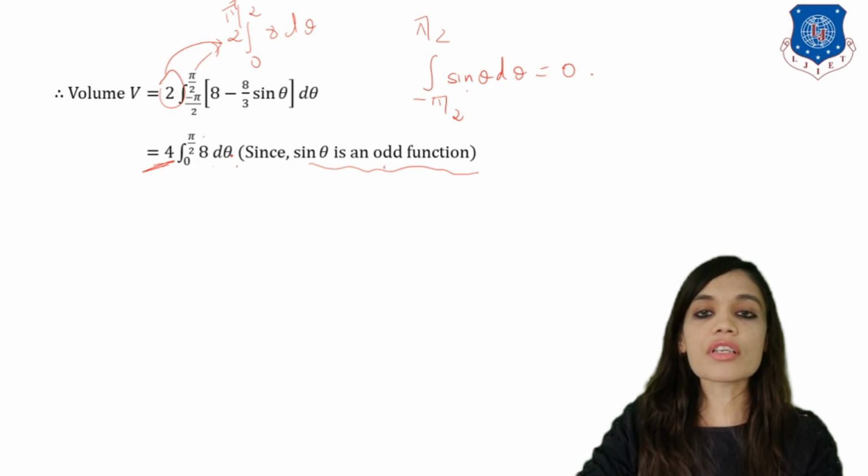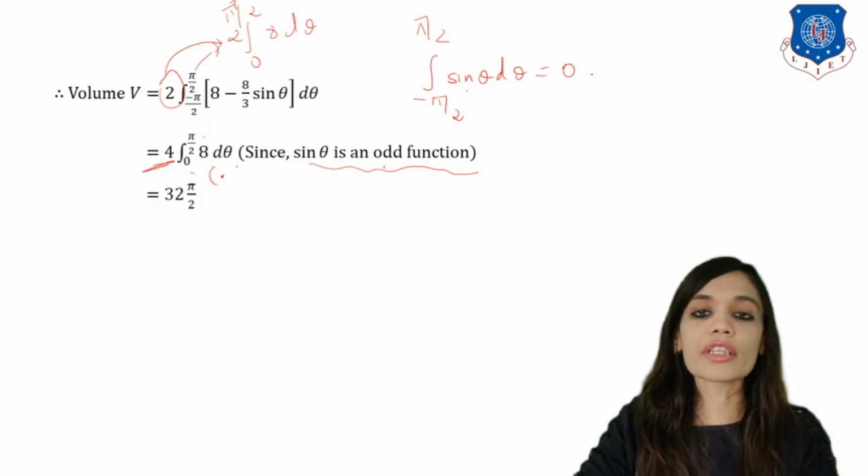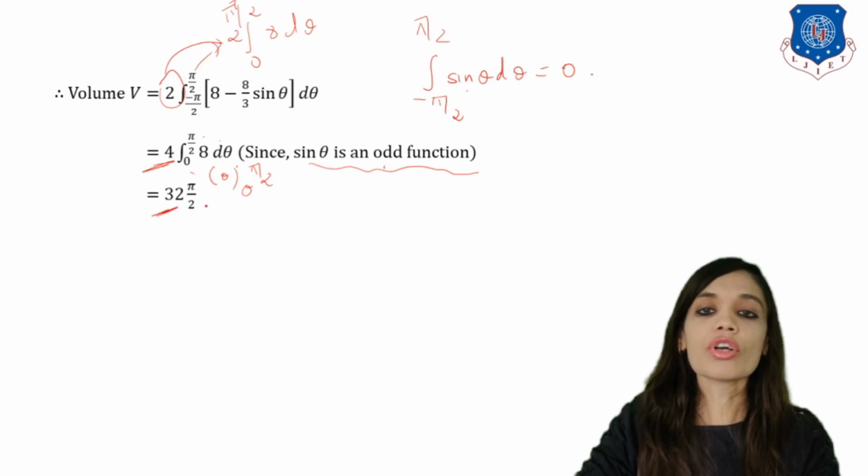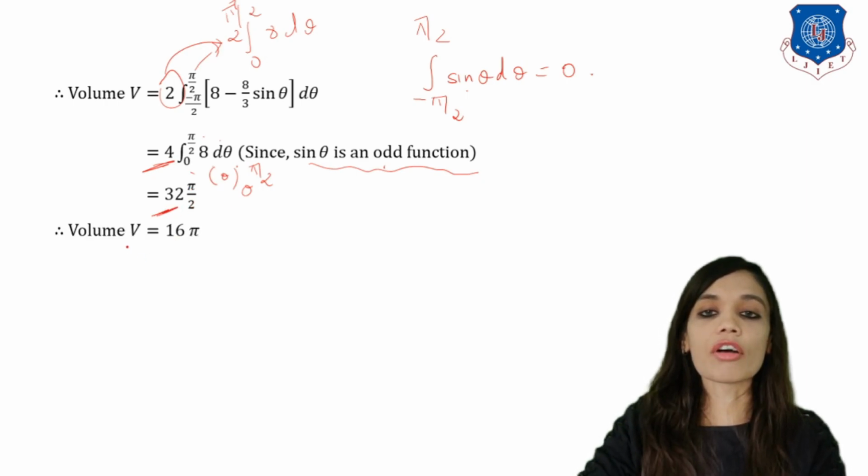Okay, so now just integration of 1 d theta will be equal to what? Theta, and the limits are 0 to pi by 2, and 4 into 8 will be what? 32. On final simplification, our volume V is equal to what? 16 pi.